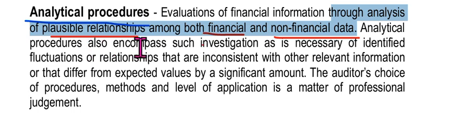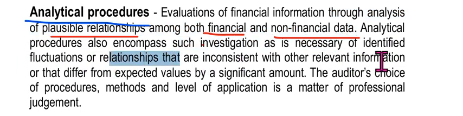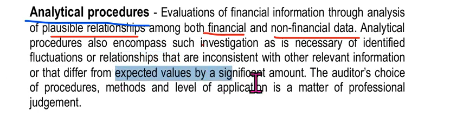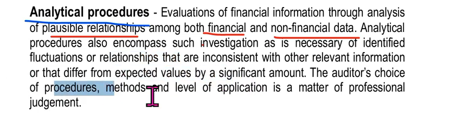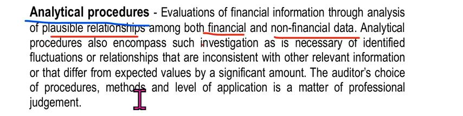Analytical procedure also encompasses such investigation as necessary to identify fluctuations and relationships that are inconsistent with other relevant information or that differ from the expected values by a significant amount. The auditor's choice of procedures, methods and level of application is made by professional judgment. So an auditor will choose the procedures, the method and the level of application, and he will connect both the financial and non-financial data, research it, apply his knowledge and professional skepticism throughout the audit, and give a report based on why we need to conduct an analytical procedure.